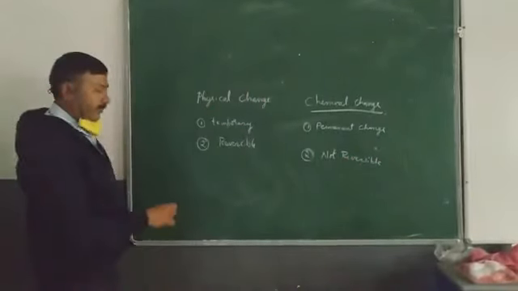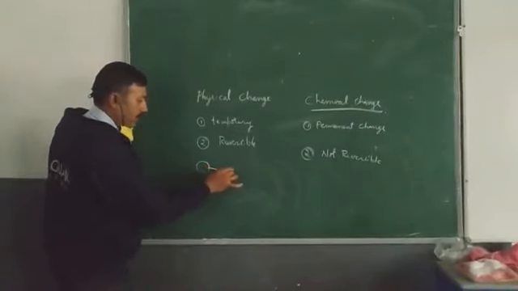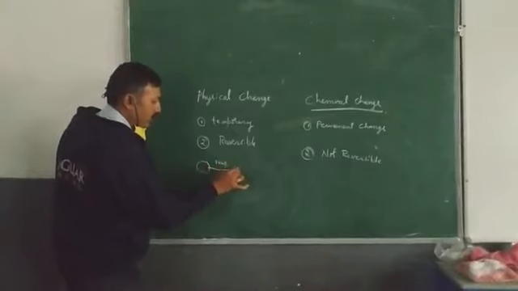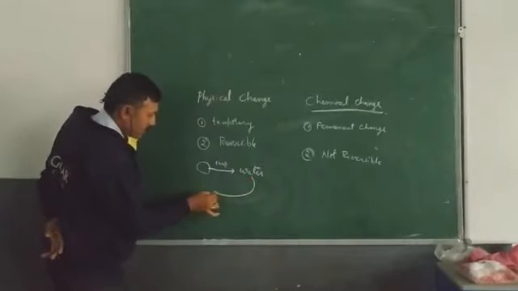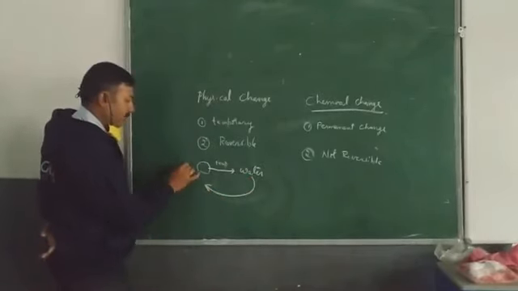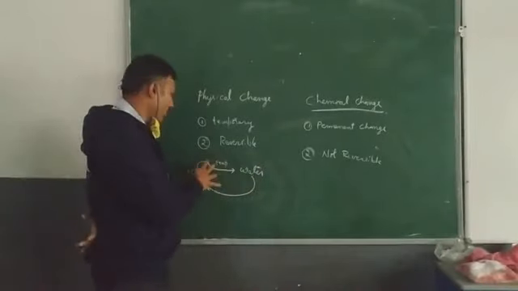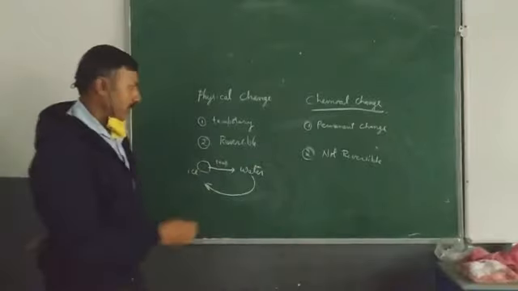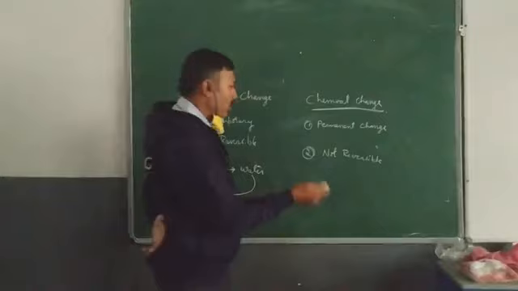Taking an example of ice, suppose you have an ice cube. When it is heated, due to temperature, it will change into water, and again it is possible to change this water into ice. So this is a temporary change and we call it a physical change. It can be reversed. And chemical change is a permanent change and cannot be reversed.